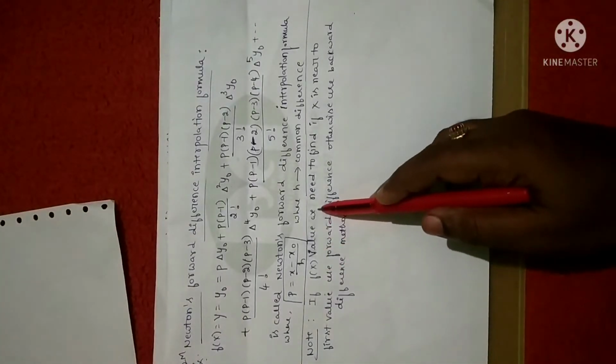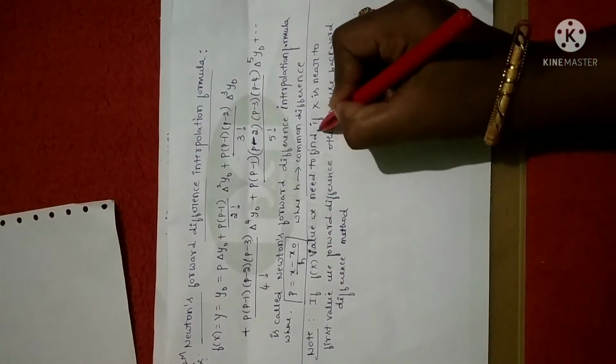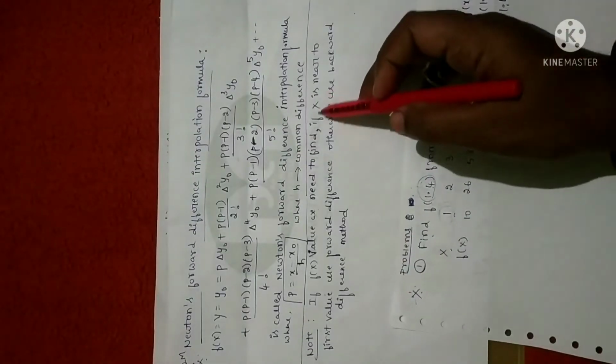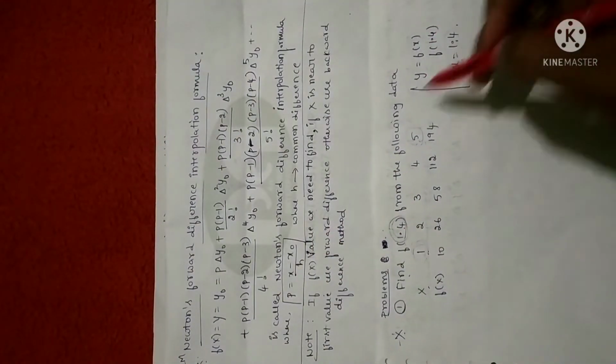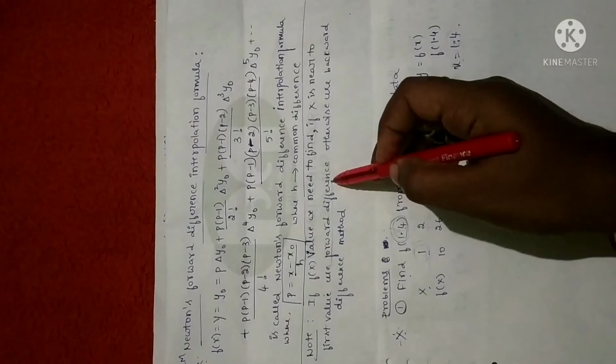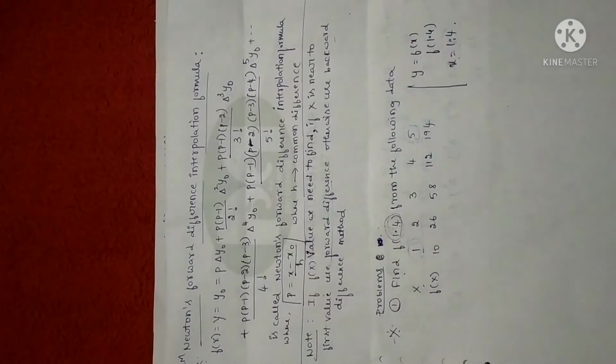We need to find the f of x value in the problem. If the given x value is nearer to the first value, use the forward difference. Otherwise, use the backward difference. That's all.